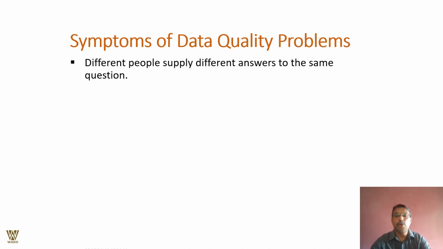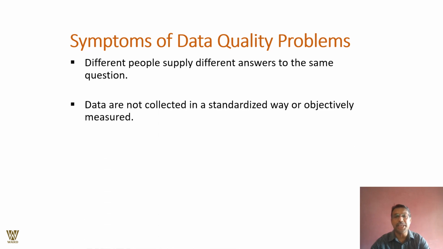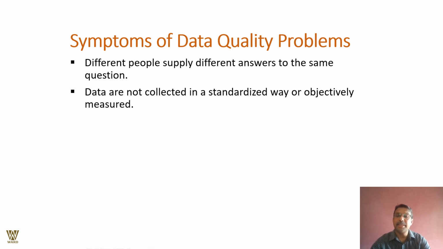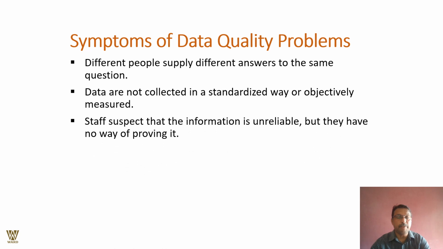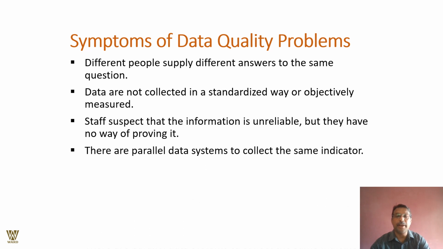The symptoms of a data quality problem: different people supply different answers for the same data, for the same question. There is no homogeneous answer per se; it is completely mixed in character, heterogeneous in nature. Data are not collected in a standardized way, nor objectively measured. Staff suspect that the information is unreliable, but they have no way of proving it. There are parallel data systems to collect the same indicators.